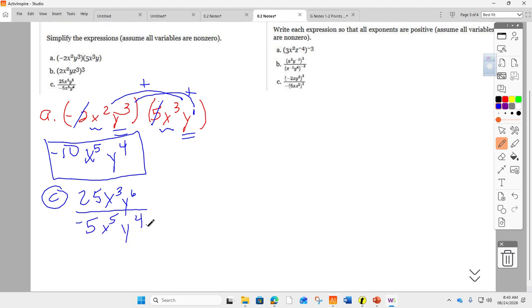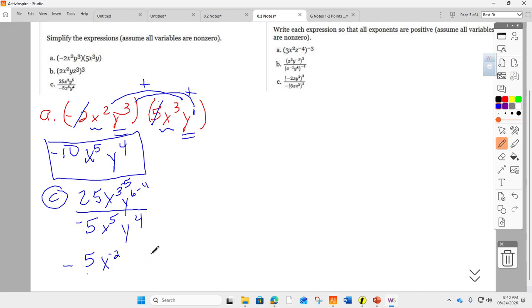Okay, so fraction, remember, means we're dividing. So any constants, any coefficients, we just simplify those like normal. So 25 divided by -5, we should know that that's going to be -5, right? But we made a note up top, when we're dividing like bases, we subtract those exponents. So 3 minus 5 means that's going to be x to the -2 power. Like bases is y, for dividing y to the 6th and y to the 4th, we're subtracting top minus bottom.